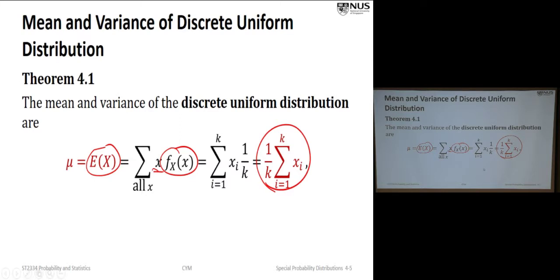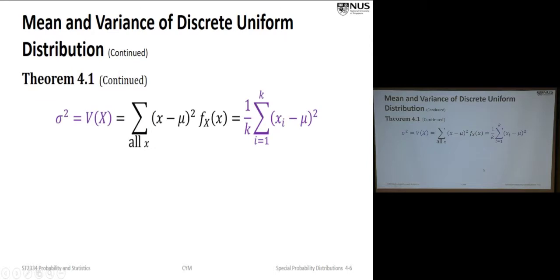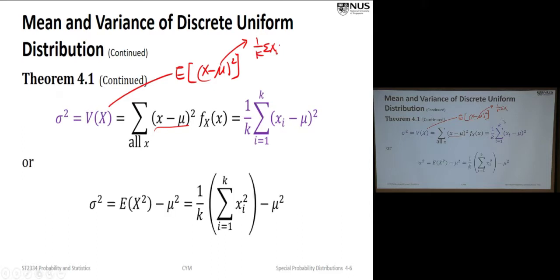Then for the variance of x, I just have x minus mu. All right, this one, from the definition, is the expectation of x minus mu squared. And we have also just computed mu, which is equal to 1 over k summation xi. So this follows from the definition.